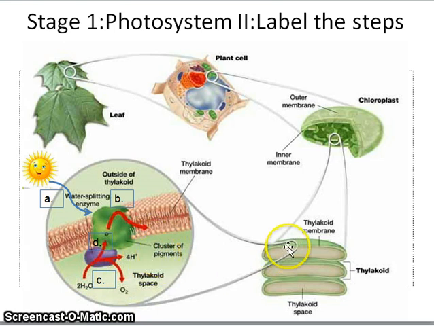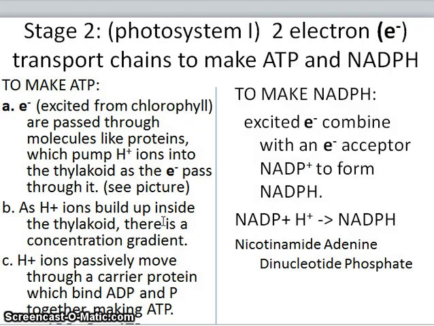So in this space here, this membrane represents the thylakoid membrane, as you can see in this picture. So you have the outside of the thylakoid and then the inside, as it's labeled here on your picture. So we start stage 2 with hydrogen ions building up here and electrons traveling down the membrane. So we will look at stage 2.